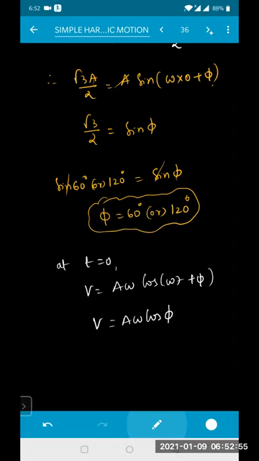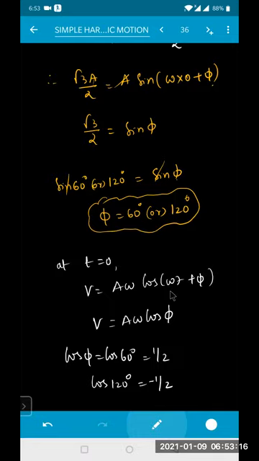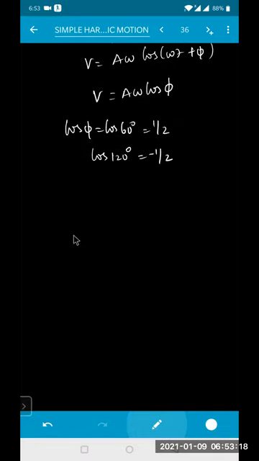So what is the value of phi given, beta? It is 60, or 120. So we know that the phi value is 60. So cos phi, suppose we take cos 60. Cos 60 value is how much? 1 by 2. Or else if I take cos 120, how much is it, beta? Minus 1 by 2. We can't take the minus.